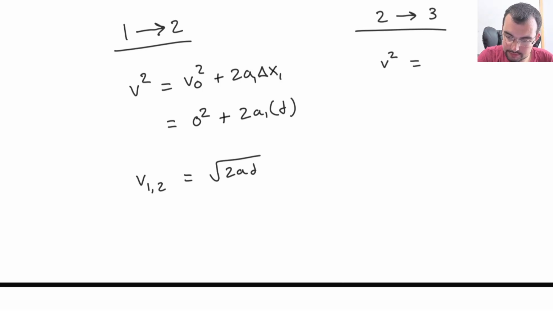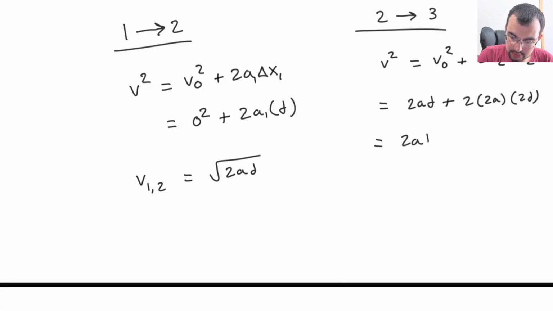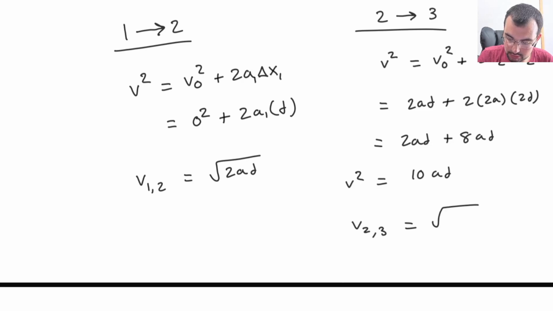Where v squared equals v0 squared plus 2a delta x. And our initial velocity is square root 2ad, so square the square root gets you 2ad. The new acceleration is 2a, and the new distance is 2d. So we get 2ad plus 8ad, which makes 10ad. So the velocity connecting segments 2 and 3 would be square root 10ad.